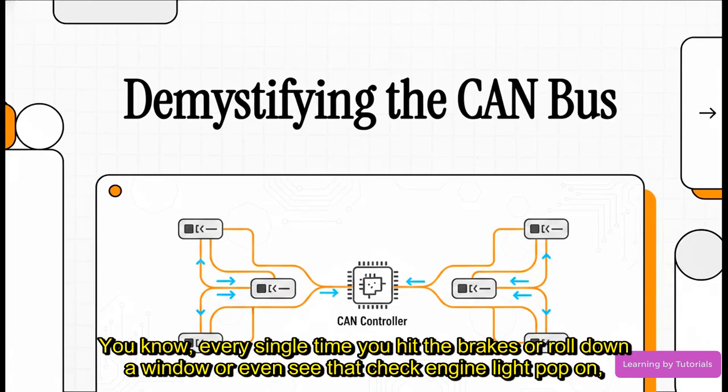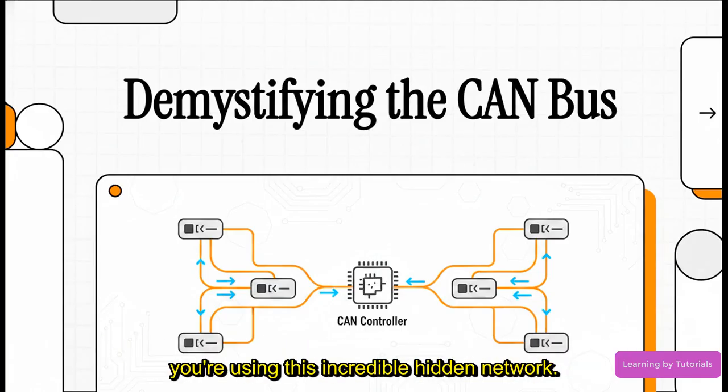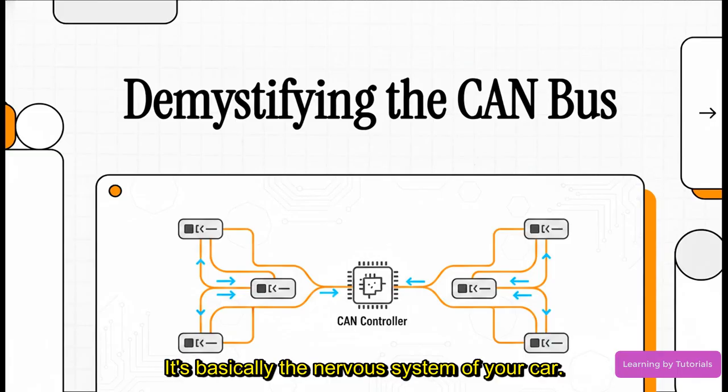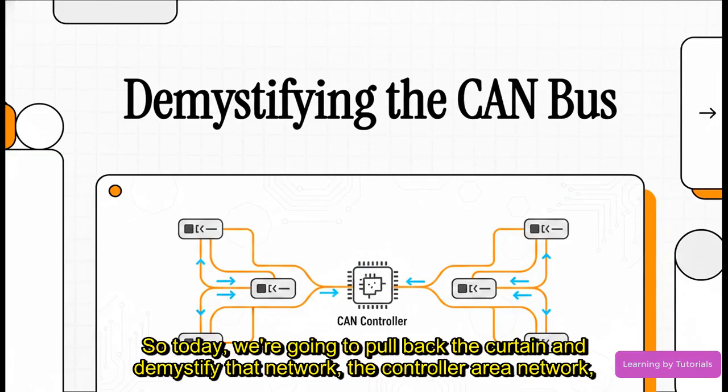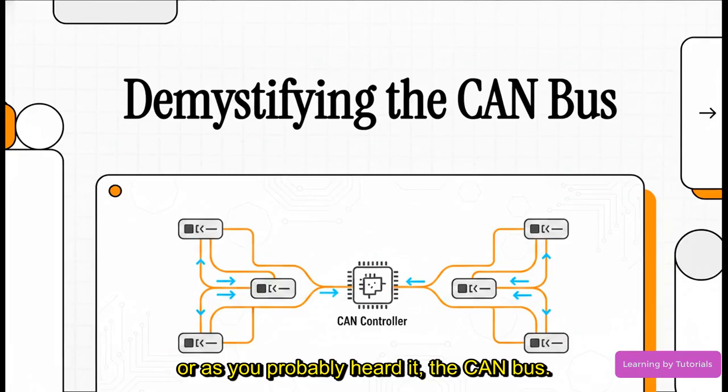Every single time you hit the brakes or roll down a window or even see that check engine light pop on, you're using this incredible hidden network. It's basically the nervous system of your car. So today, we're going to pull back the curtain and demystify that network, the controller area network, or as you've probably heard it, the CAN bus.